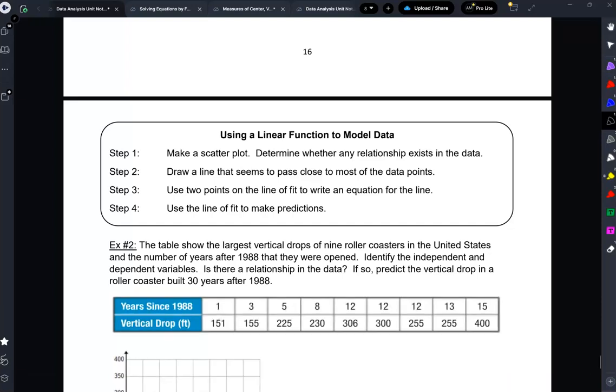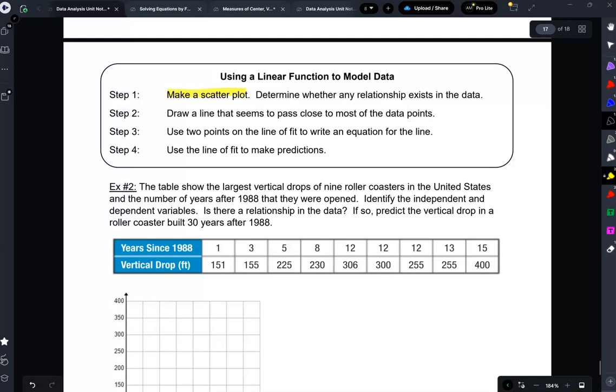How do we do this? Well, once you make a scatter plot, you determine whether there is a relationship. If there is a relationship, a positive or a negative correlation, you want to draw a line that seems to pass close to most of the data points. There is a little bit of eyeballing that we're going to do, but for the most part, you can get it pretty accurate. We're going to use two points on the line of fit to write an equation for the line, and then we're going to use that to make predictions.